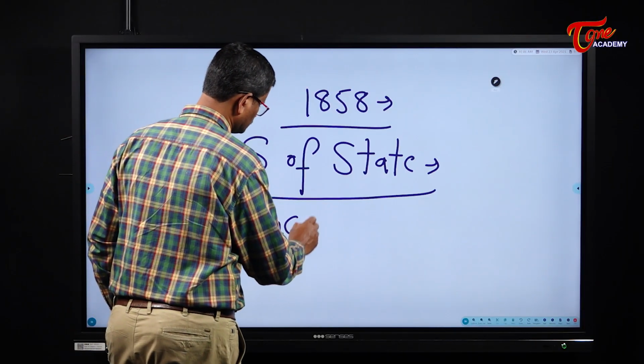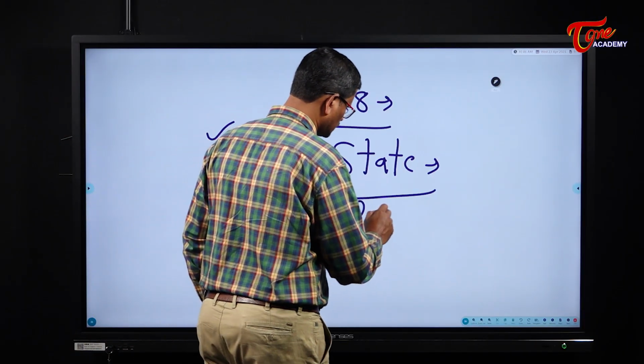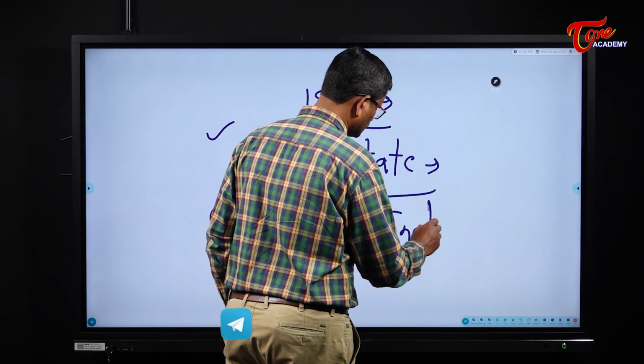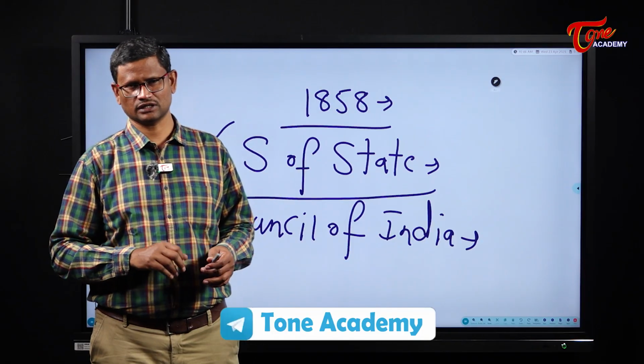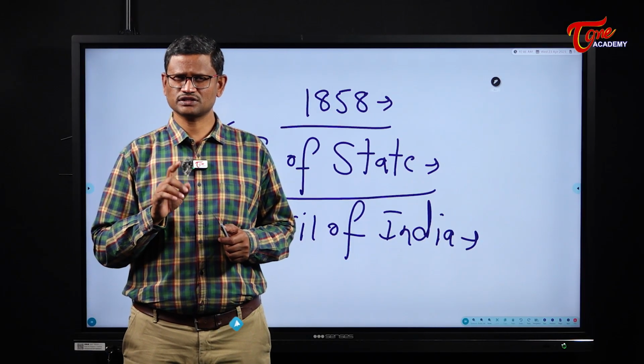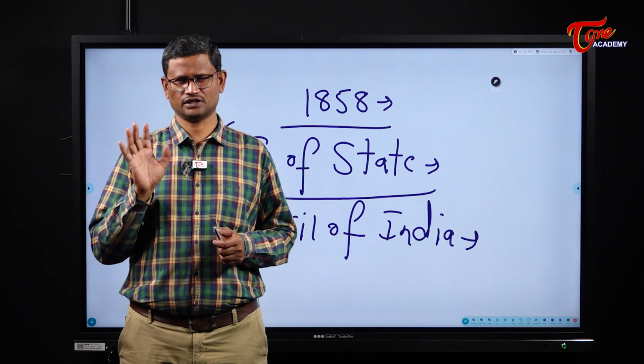Council of India. Earlier there were questions in the prelims exam asking where the Council of India is located. Council of India is not located in Delhi, it is located in London. So, Council of India is an advisory body to advise the Secretary of State for India.